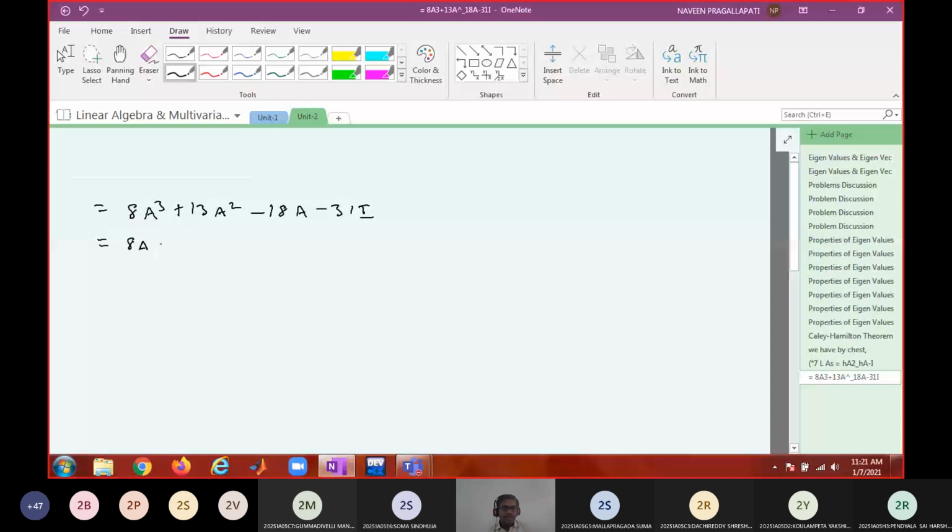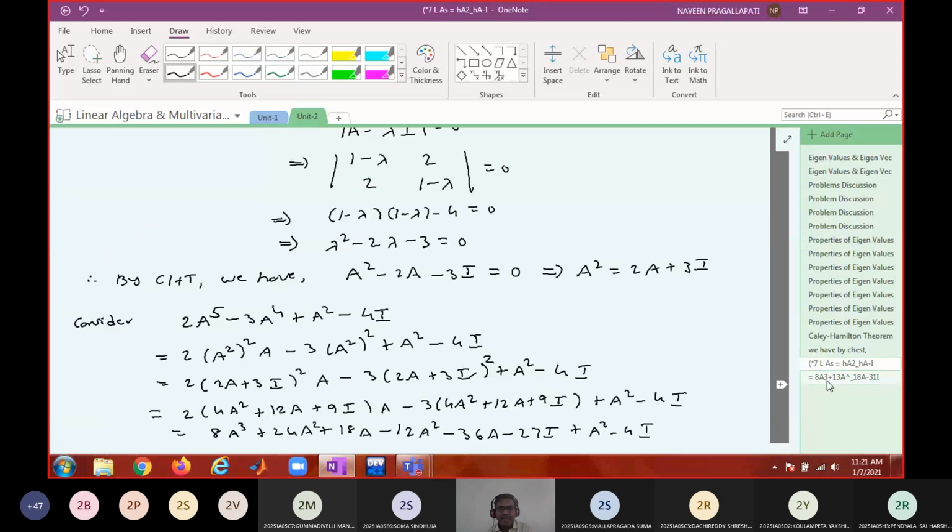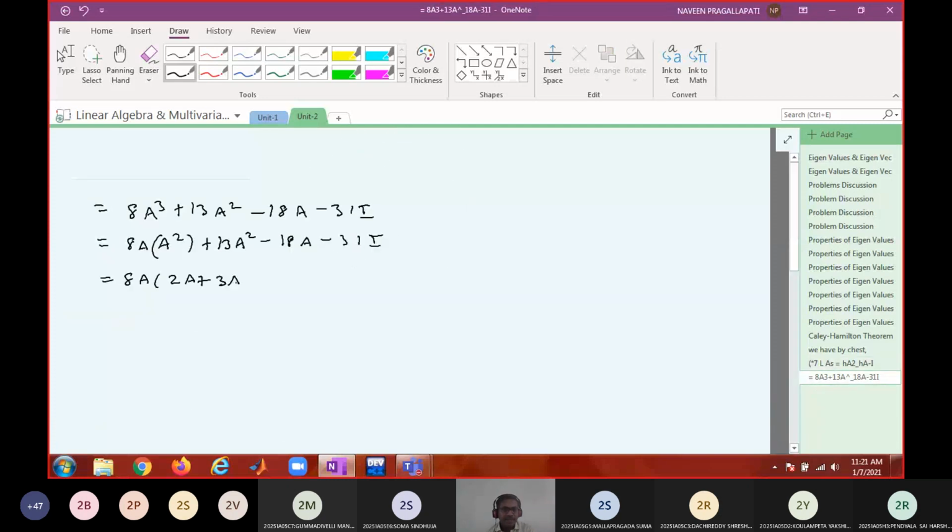What is a square? So 8a into what is a square? 2a plus 3i, 2a plus 3i, plus 13 into 2a plus 3i minus 18a minus 31i. Again simplify. 16a square plus 24a.